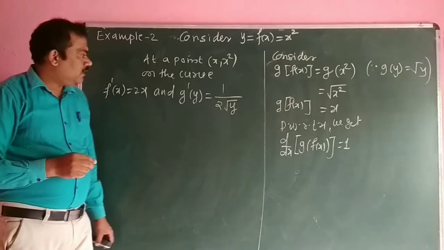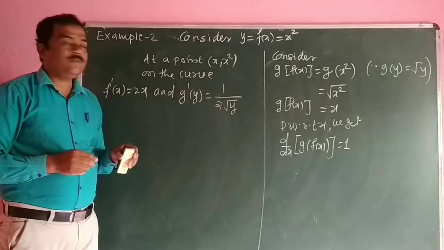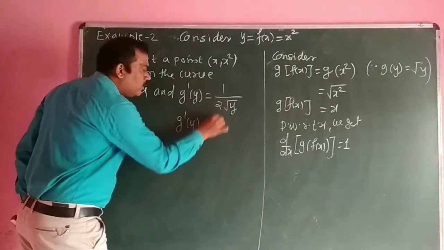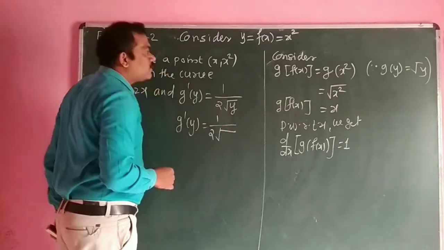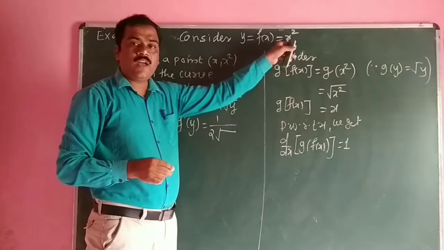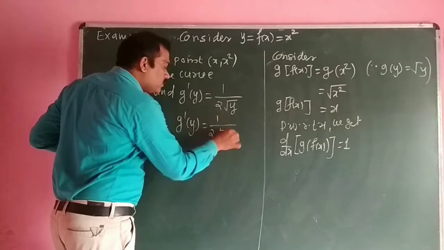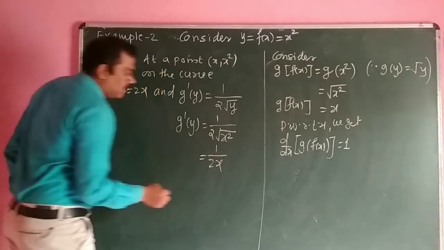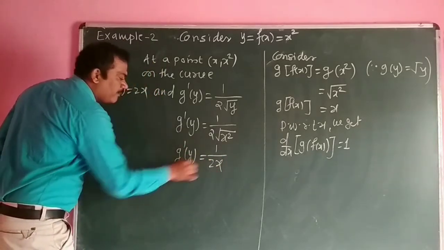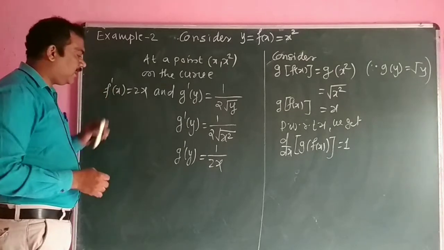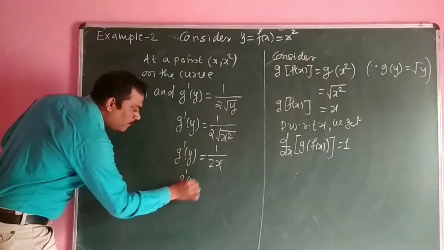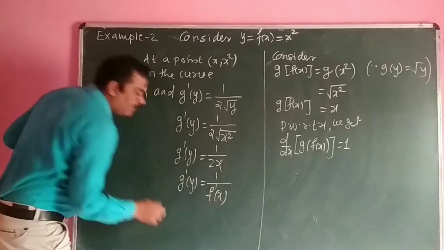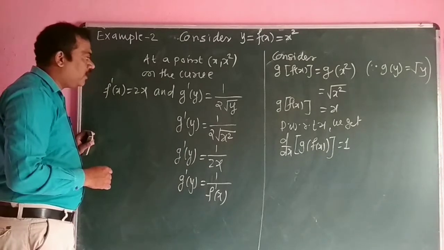Now here, y is nothing but x square, that is, g dash of y is equal to 1 upon 2 times under square root of, what is the value of y? The value of y is nothing but x square. Square and square root get cancelled, so what remains is 1 upon 2 times x, that is the g dash of y. And 1 upon 2 times x is nothing but 1 upon f dash of x, that is g dash of y is equal to 1 upon f dash of x.